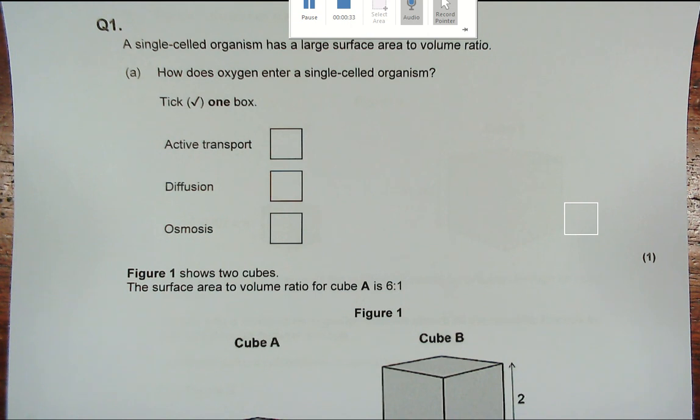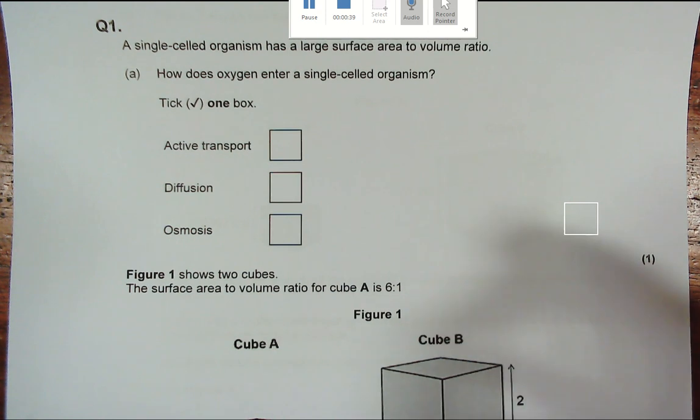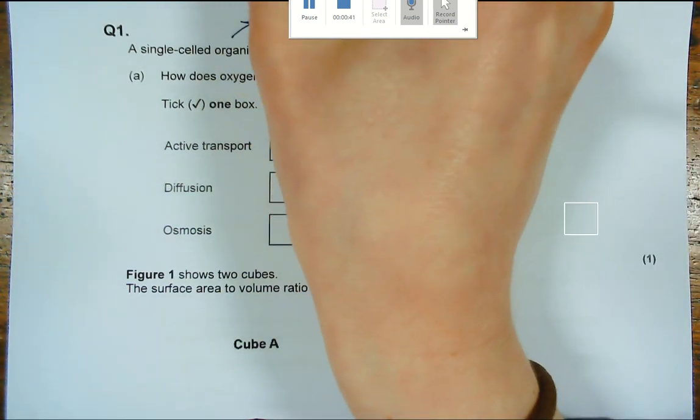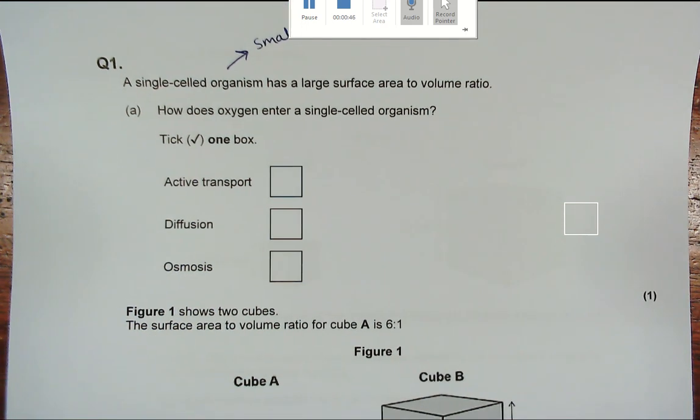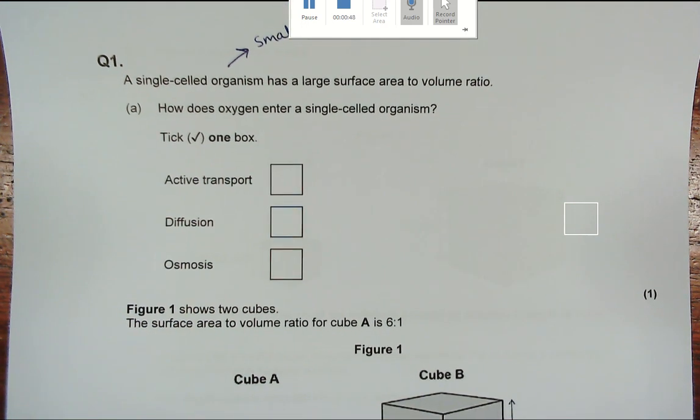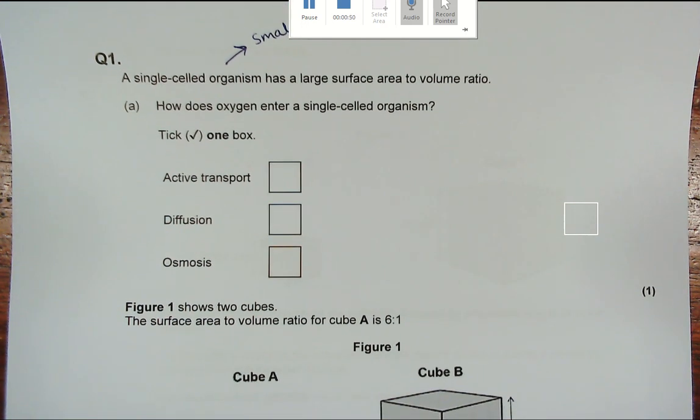So, the question says, a single-celled organism has a large surface area to volume ratio. So, if we're thinking about a single-celled organism, first of all, I know this is going to be really small because cells are really small. So this could be a bacteria. And it has a large surface area to volume ratio. So that means its surface area is large compared to its volume.